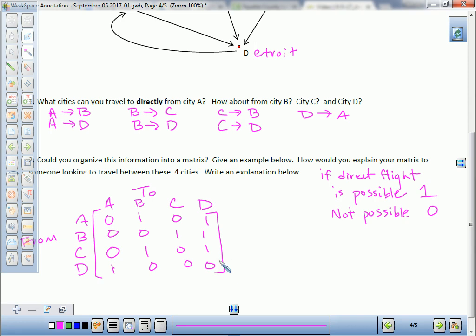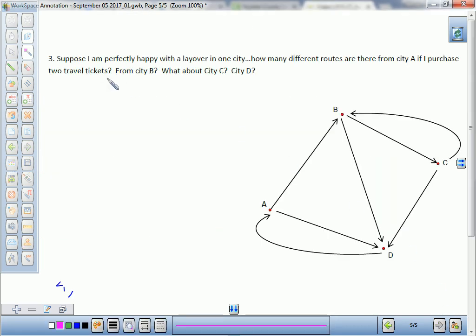All right, so this matrix actually represents that graph, doesn't it? Sure. So could we start with a matrix and create the graph? Yeah. Fair enough. And I'm going to ask you to do that on some of the problems in a minute.